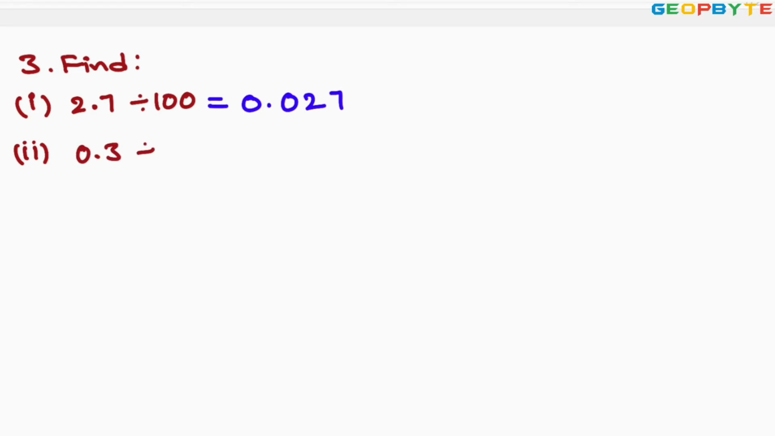Next, second one. 0.3 divided by 100. On dividing a decimal by 100, the decimal point is shifted to the left by 2 places. We have 0.3. So if we shift the decimal point towards left by 2 places, then we'll be getting 0.003.